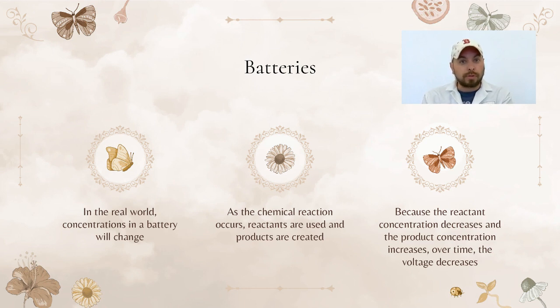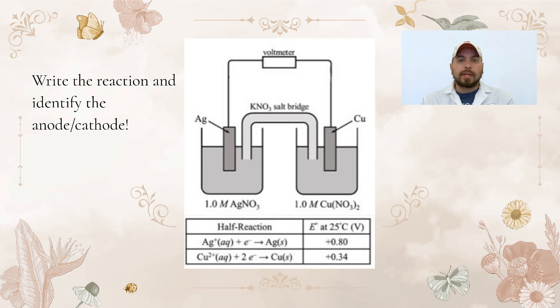Where it's going to start and where it's going to finish is based off of what your original concentrations were and based off of the favorability of your reaction. But understand this, as a reaction runs, based on what we've talked about today, you understand why a battery's voltage is going to decrease over time. Now let's take what we've learned and apply it in a couple of practice problems.